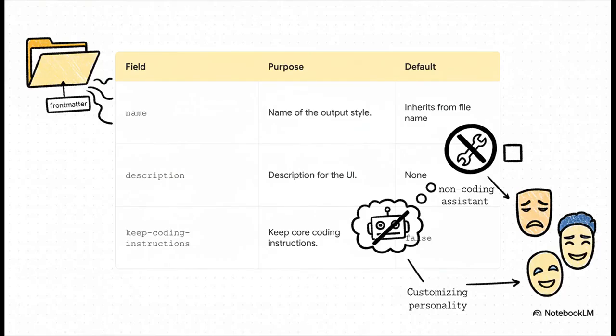Now, inside that file, you use a little bit of metadata at the top to set things up. The name and description are just for you, but you need to pay close attention to this last one. Keep coding instructions. By default, it's set to false. That is huge. It means your custom style, out of the box, removes all the software engineering instructions. This is your key to making Claude do things that have nothing to do with code.